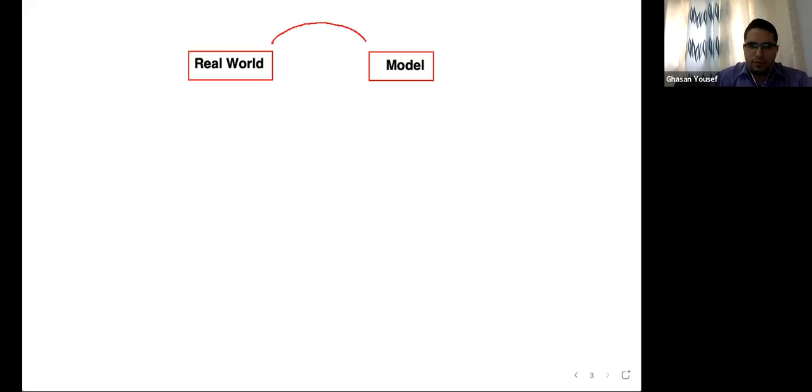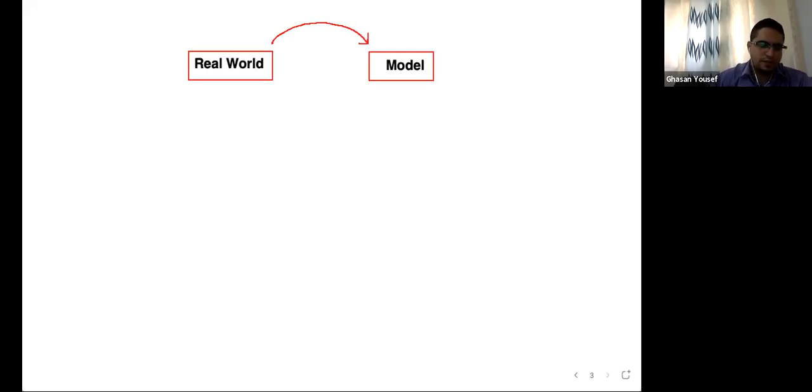Now, I can set here my real world, and here is my model. Here is my model. Here is my real world. This is connecting to each other. So here is my real world. This is my model. And this one connects to the other by, we go from the real world to the model.